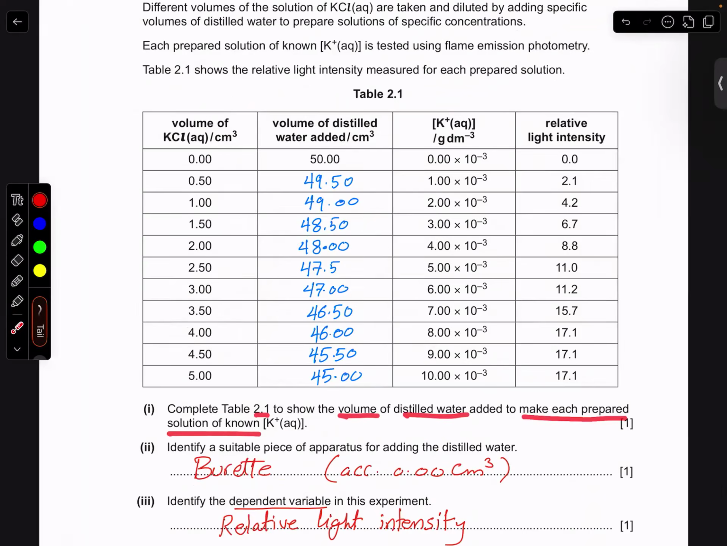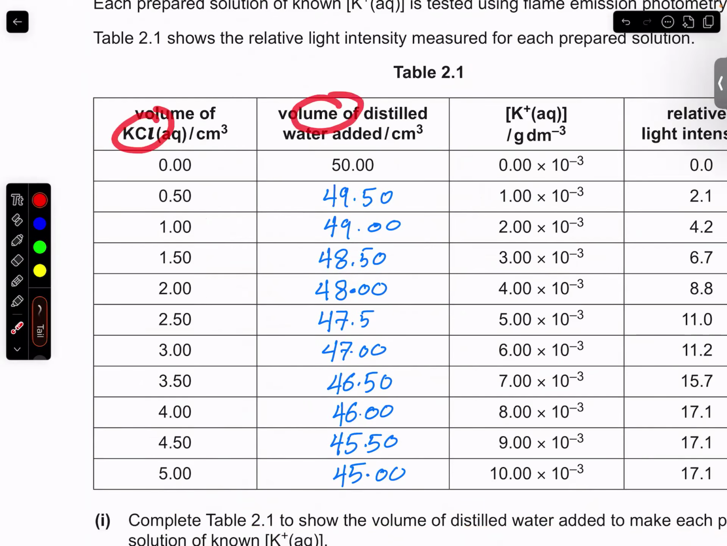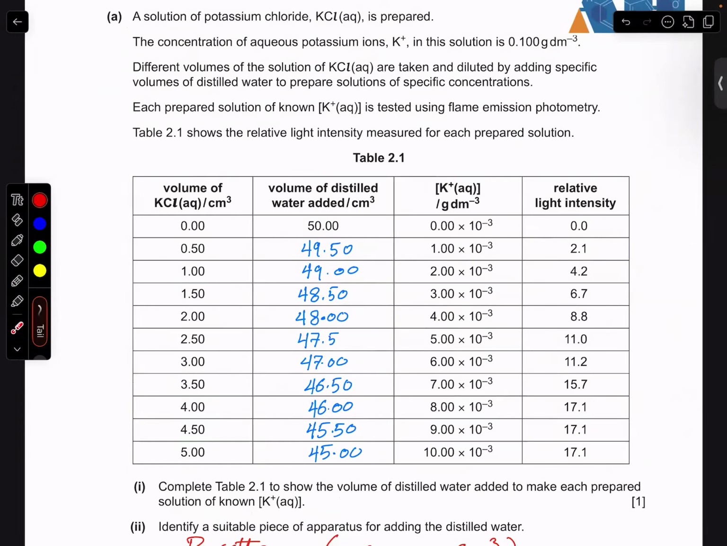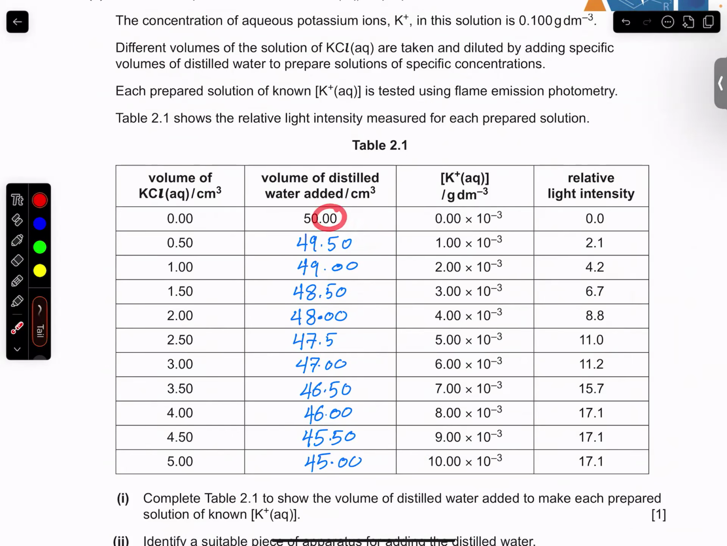Of course, we will add KCl to distilled water. So the sum of them should always be constant, to make the first test. At the beginning, without addition of any KCl, we will add 50 centimeter cube. Don't forget that it should be 2 decimal points, since we have 2 decimal points, so we can measure it. But if we put half a centimeter cube of KCl, the volume of water should be 49.5, so that the sum equals 50.